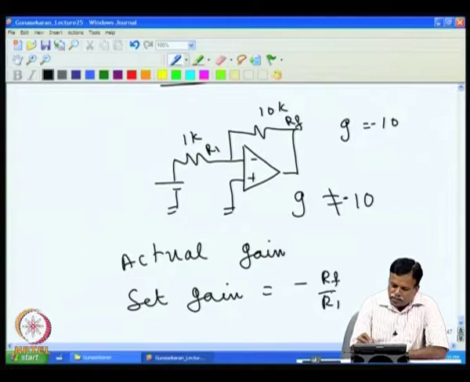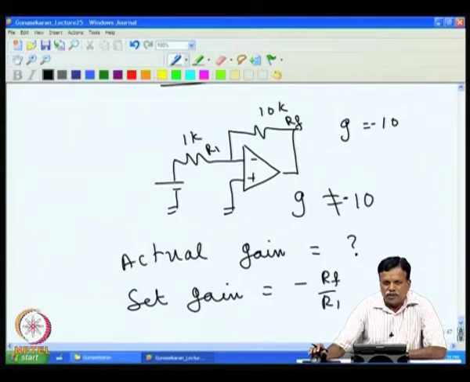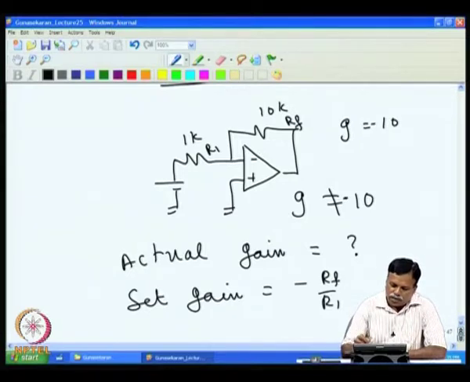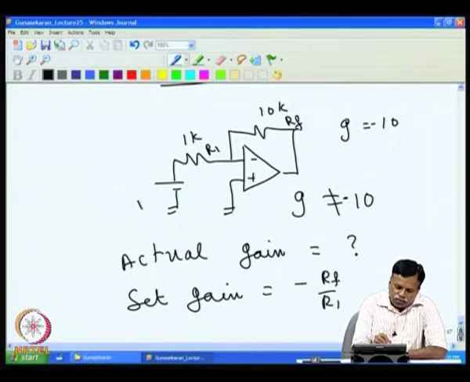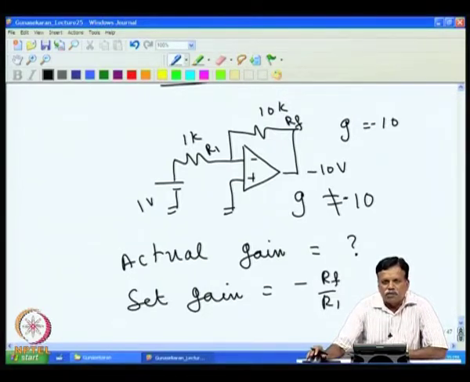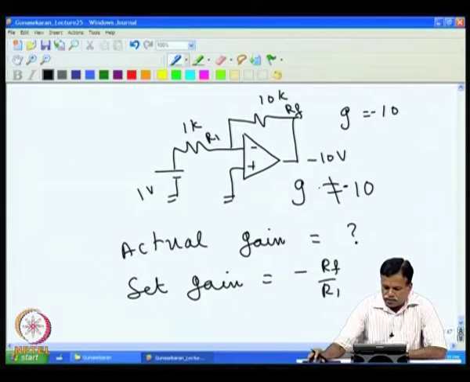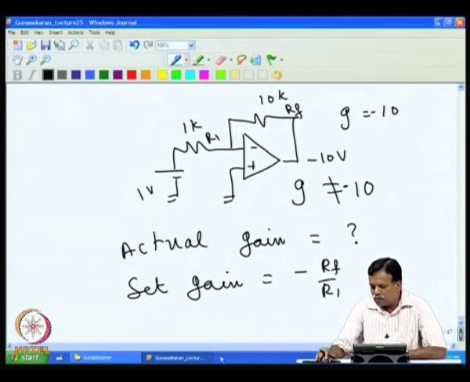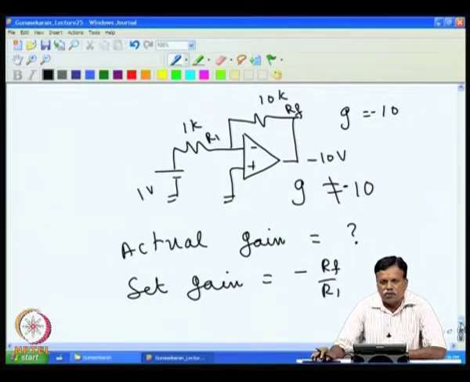So, that is the set gain, but what is the actual gain, that is the question, because the operational amplifier is not giving a gain which is equal to RF by R1. For example, if I put 10k and 1k and give 1 volt here, I expect to get -10 volt, but in reality you are not going to get -10 volt. This is going to be different, and that difference matters in most cases. So, that is our worry, and our intention here is how much is the difference and how to reduce that error, and then we work out a few examples.